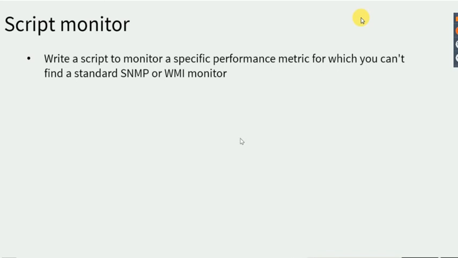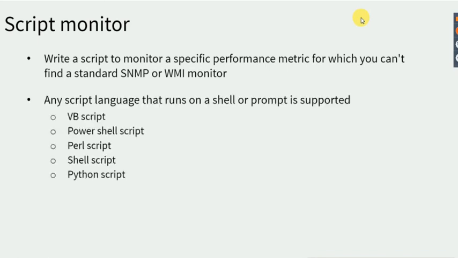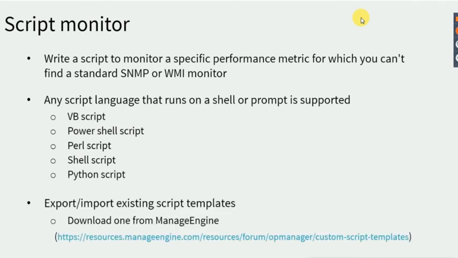Script monitoring, as I said before: for any performance metrics for which you cannot find the WMI classes, or you cannot find a default performance metric through SNMP or WMI, you can write your own script. Any script language that runs on a shell or prompt is supported. You can write a VB script, PowerShell script, Perl script, shell script, or Python script, and get that added to the product and associated with the respective devices.